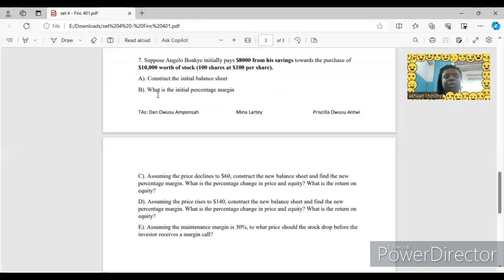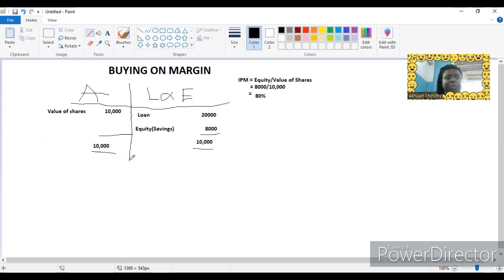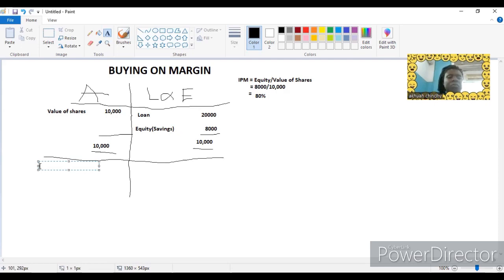The next question says, assuming the price declines to 60, construct the new balance sheet and find the new percentage margin. What is the percentage change in price and equity? What is the return on equity? Let's take the first part. Assuming the price declines to 60, construct the new balance sheet. So if the price declines to 60, it means the value of our shares will fall, right?